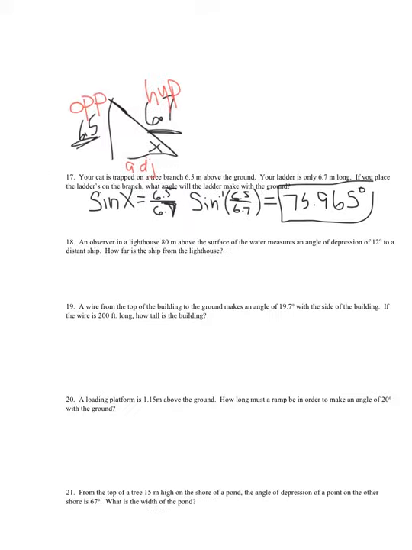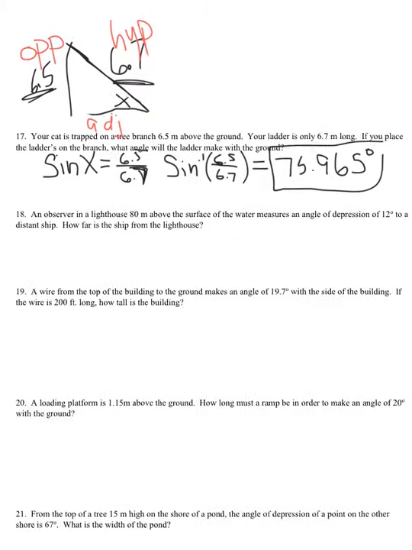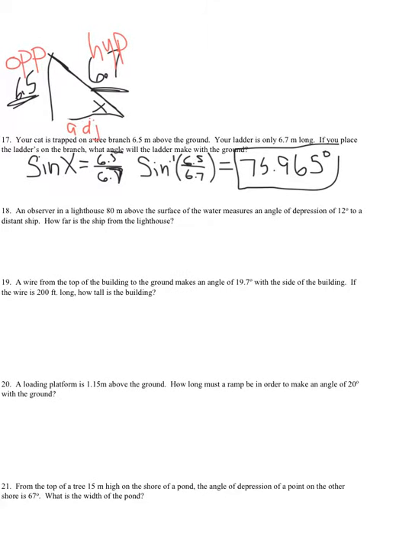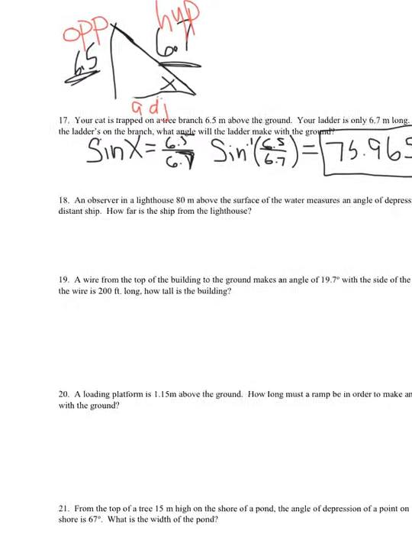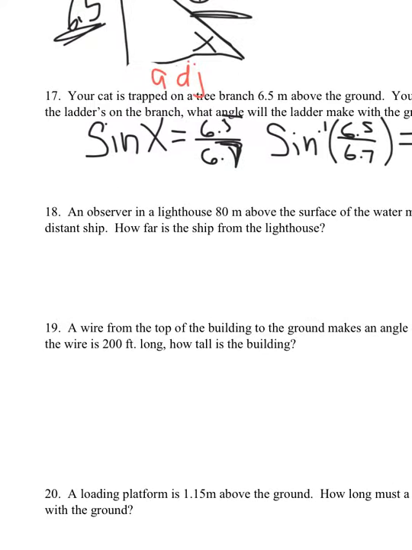Number 18, an observer in a lighthouse 80 meters above the surface of the water measures an angle of depression of 12 degrees to the distant ship. How far is the ship? All right, so 80 meters, angle of depression of 12 degrees to the ship. How far is the ship from the lighthouse?